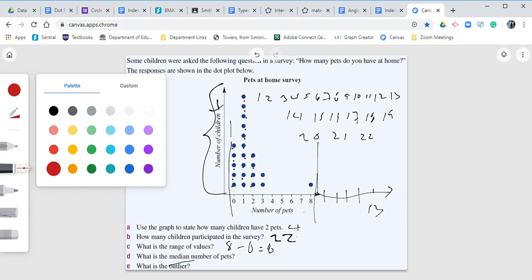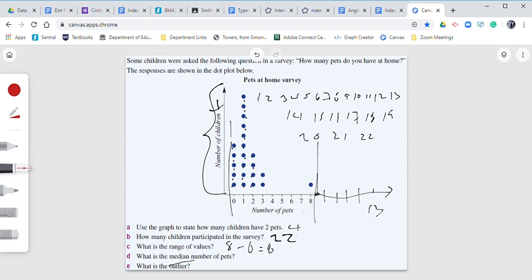So let's look. 1, 2, 3, 4, 5, 6, 7, 8, 9, 10, 11. That's 11 numbers up to there, and then we'll go 1, 2, 3, 4, 5, 6, 7, 8, 9, 10, 11 dots to there. Because we have 11 on each side, we're going to look at the average of the numbers that the 11th and 12th dots take. So we'll start counting at 0. 1, 2, 3, 4, 5, 6, 7, 8, 9, 10. There's dot 11 and dot 12, and because they're both in column 1, the median number of pets is 1.